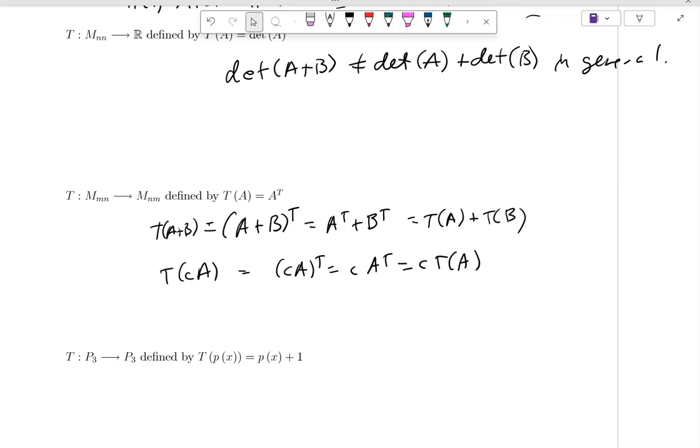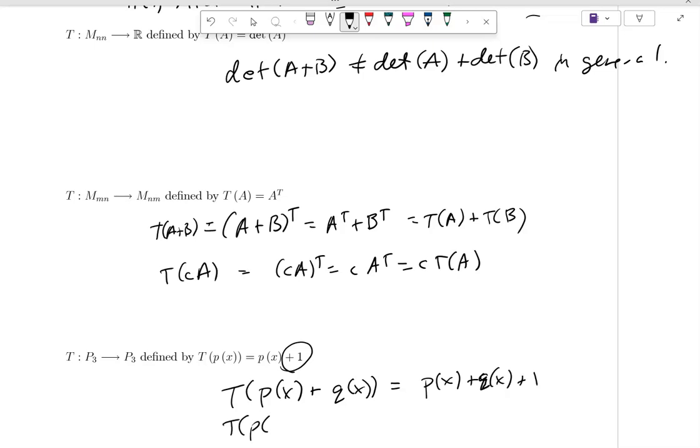Okay. So this right here is causing an issue, okay? So just to write it down, transformation of p of x plus q of x would be p of x plus q of x plus 1, but the transformation broken up would be p of x plus q of x plus a 2, okay? So that makes the transformation not linear. These are not the same thing, right? Okay. So it's not a linear transformation.